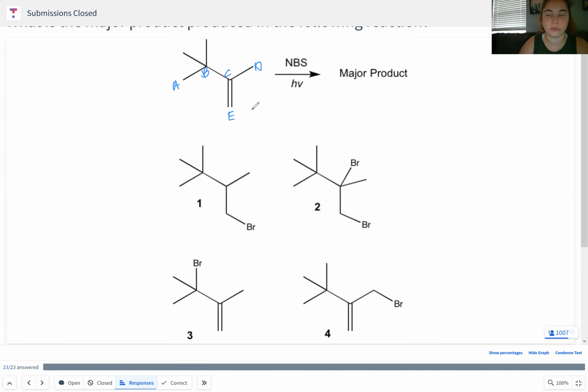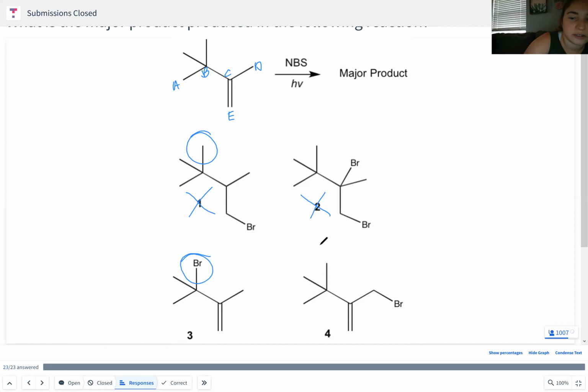Also, the important thing to remember about radical reactions with double bonds is that we do not lose our double bond. So that gets rid of 1 and 2 as options. Our double bond is going to be maintained. Number 3 is not a good option because they removed a methyl group, which is not something that we've seen.